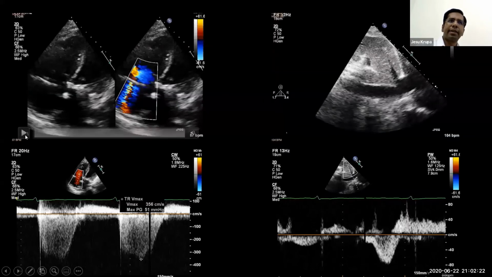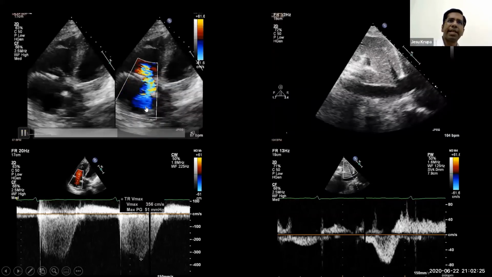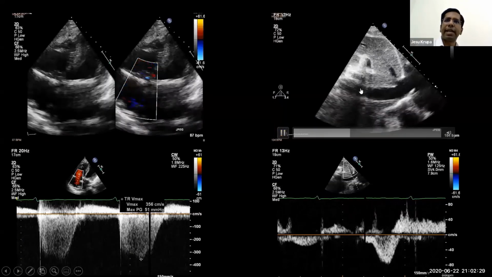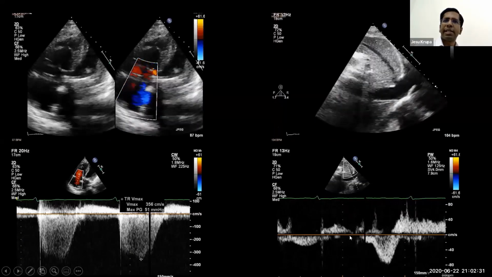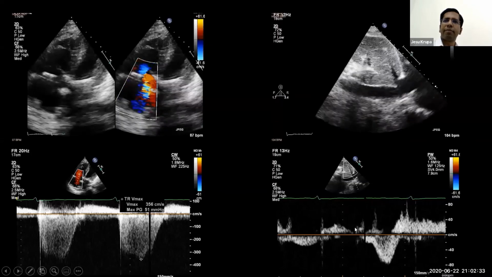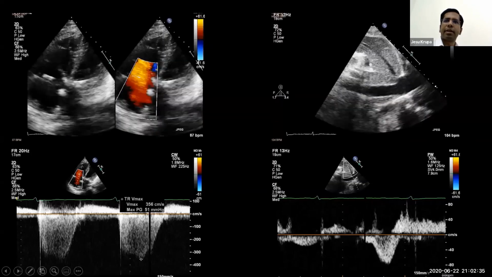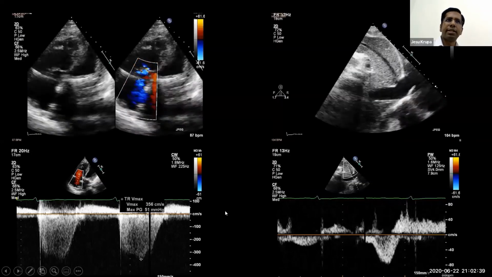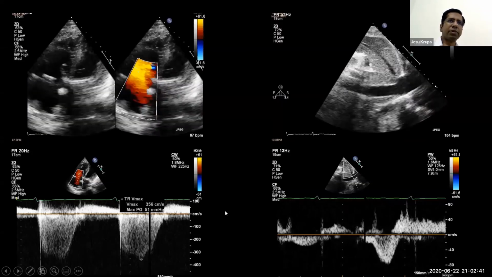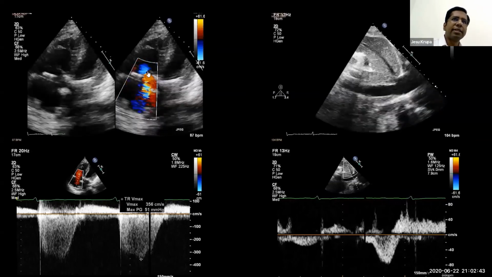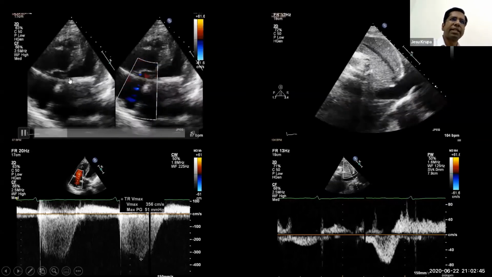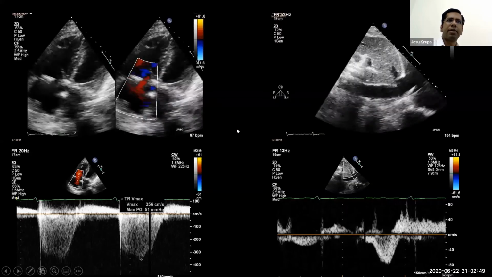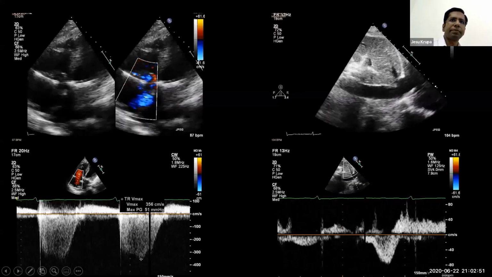Not just that, his TR is quite significant. His IVC is dilated, and what you can see here is systolic hepatic vein flow reversal, as shown in this particular picture, suggesting severe tricuspid regurgitation. Not great views, but we can say that the leaflets are fairly okay, and it's most likely because of annular dilatation.